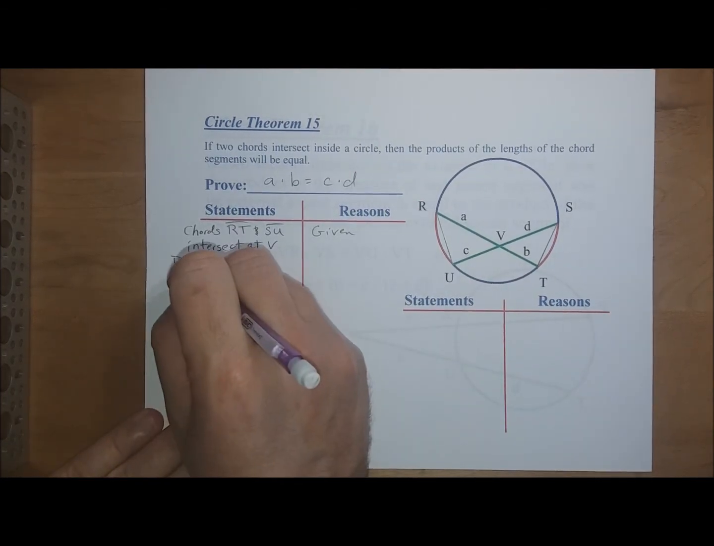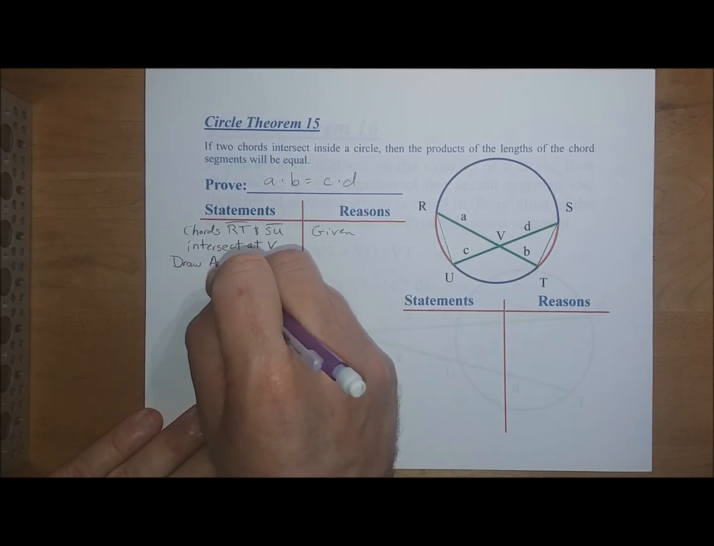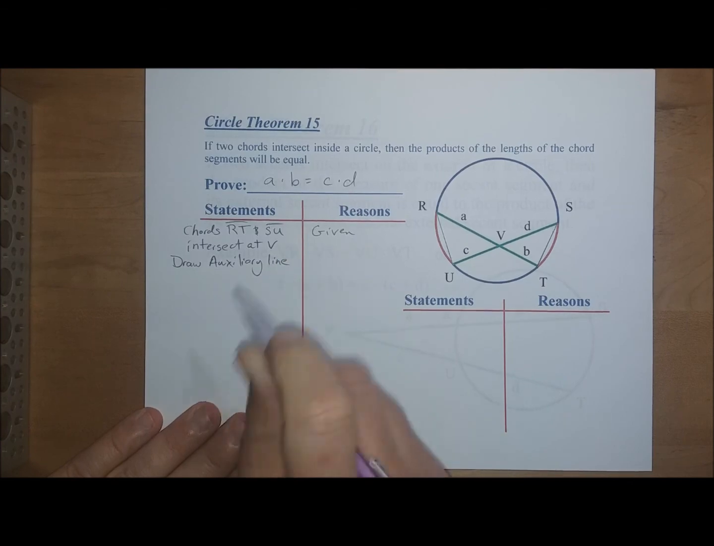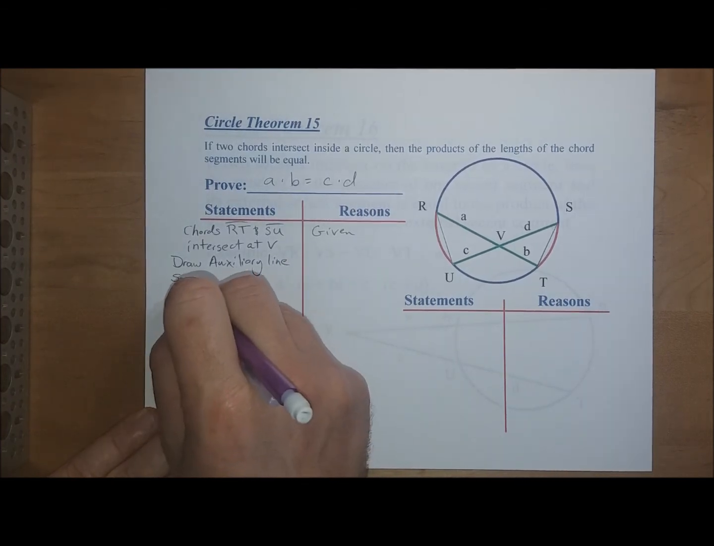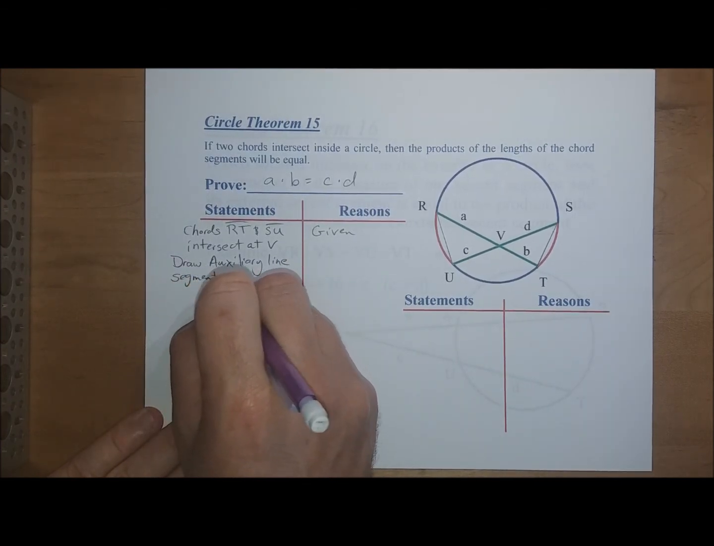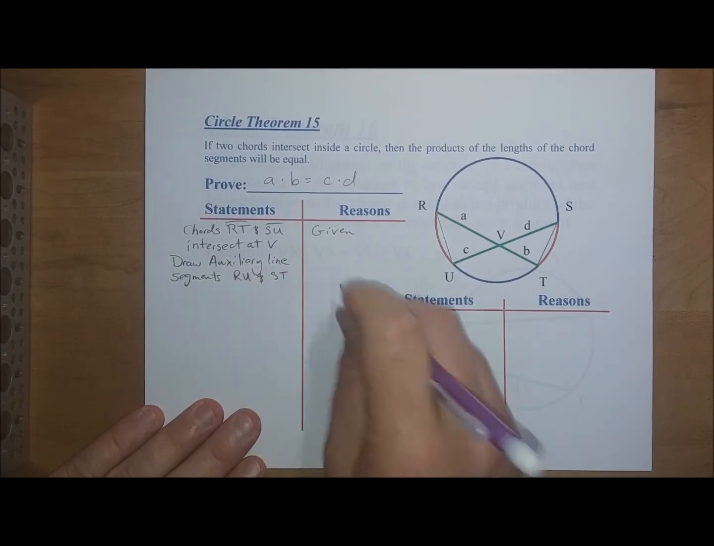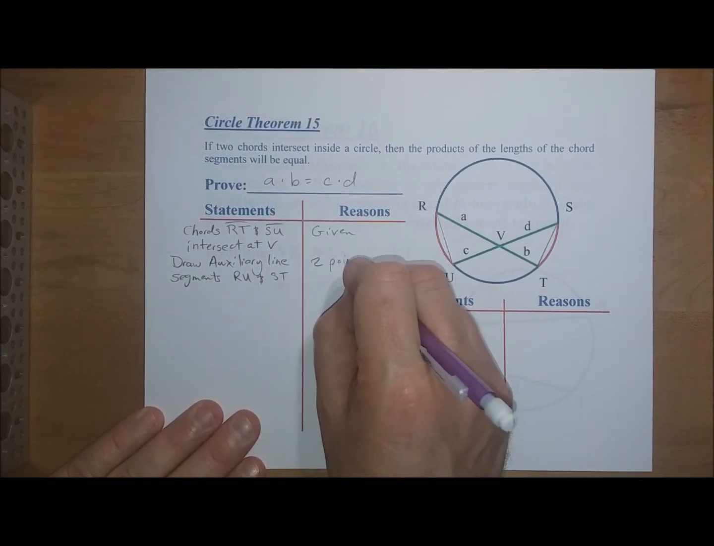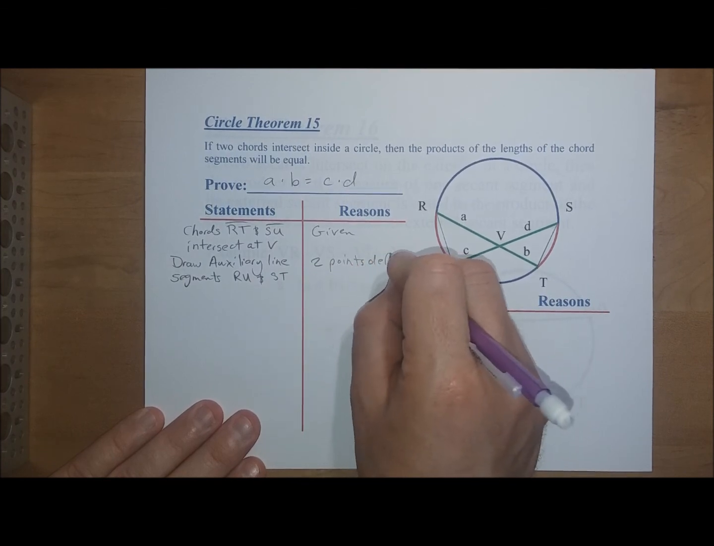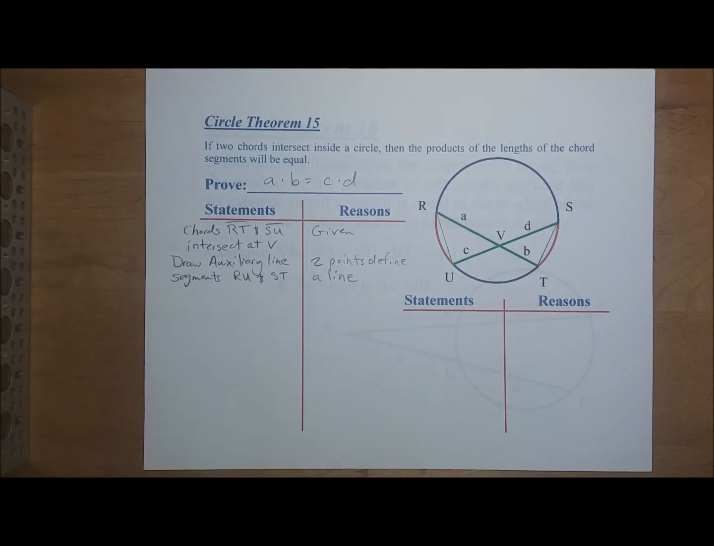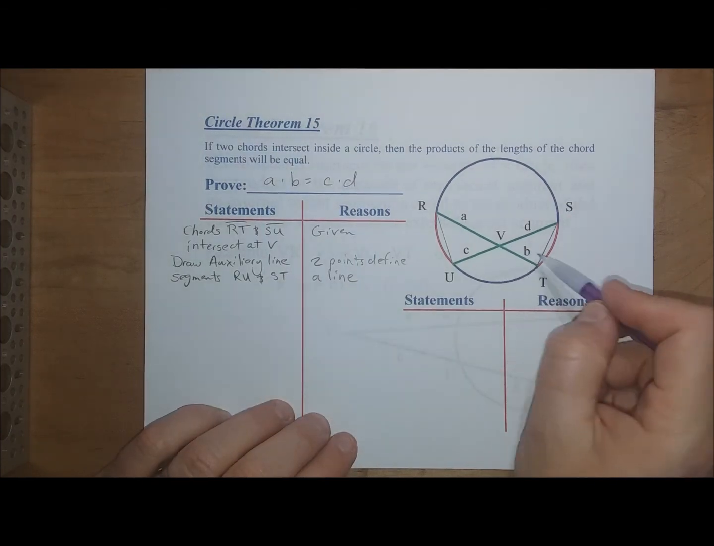So I'm going to draw auxiliary lines, or I should say really auxiliary line segments. Segments RU and ST. Okay, because two points define a line, and we can pick two of those points to pick out a segment. Okay. All right. So how do I know these two triangles are similar?